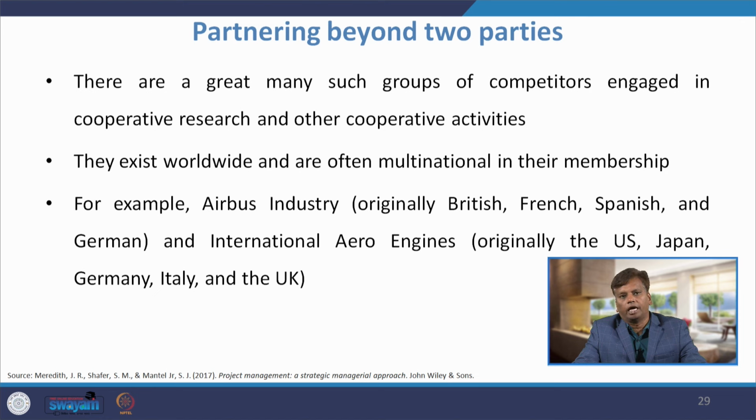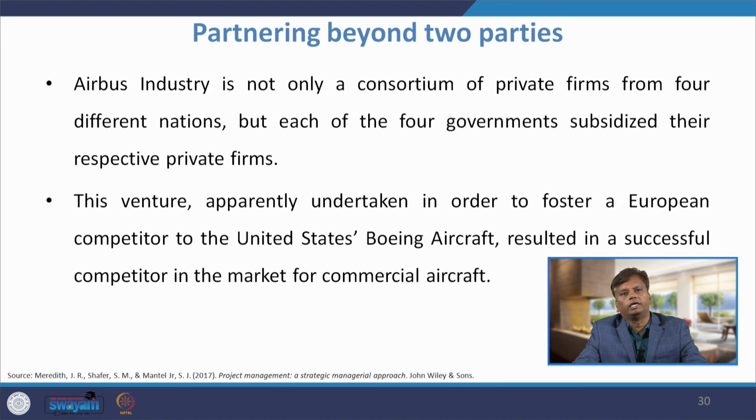For example, Airbus Industry, originally British, French, Spanish and German, and the International Aero Engines, originally in the US, Japan, Germany, Italy and the UK, they have partnerships. It is not between one country, there are multiple countries working on the same research and development project. Airbus Industry is not only a consortium of private firms from four different nations, but each of the four governments subsidized their respective private firms. This venture, apparently undertaken in order to foster a European competitor to the United States Boeing aircraft, resulted in a successful competitor in the market for commercial aircraft.